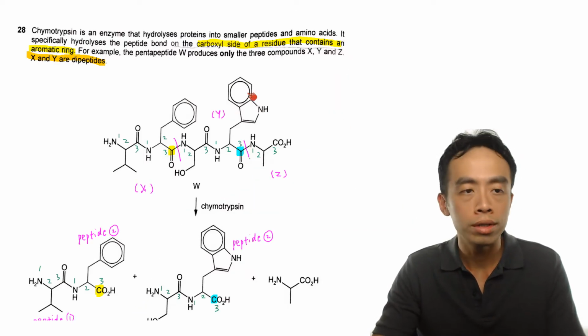Now in this video, we want to discuss the suggested solution for 2019 A-levels H2 chemistry, paper 1, question 28. Alright, question 28 goes something like this.